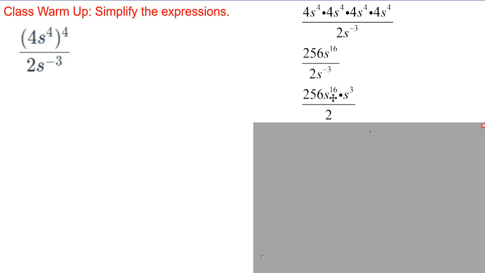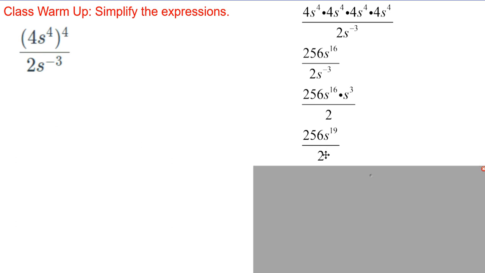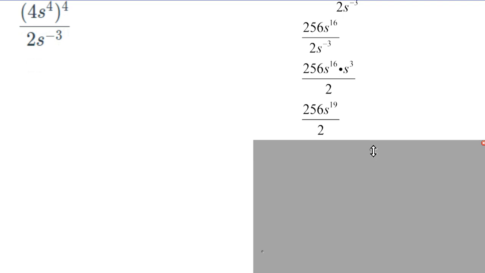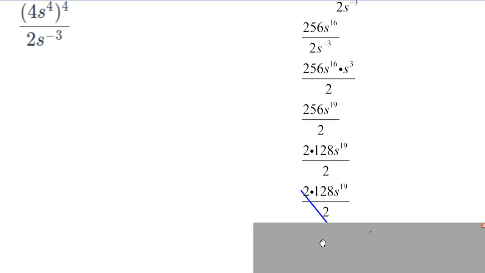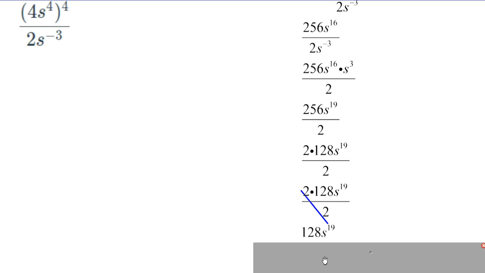Well, we have 16 s's and 3 more s's, so that means there are 19 s's in the numerator. Now we want to look at the coefficients to see if there's any greatest common factors that we could divide out. And 256 and 2 have a greatest common factor of 2 that we can divide out. So if we think of it that way and we divide out that greatest common factor of 2, we're left with 128 s to the 19th. So that was a quick recap of your exponential rules that we've been working with so far, and you'll continue using those as you work on your practice problems for today.